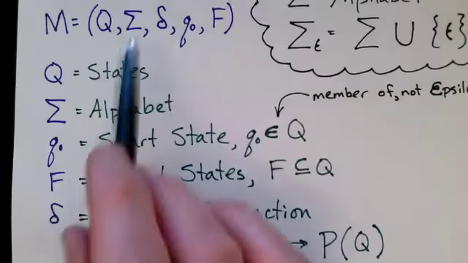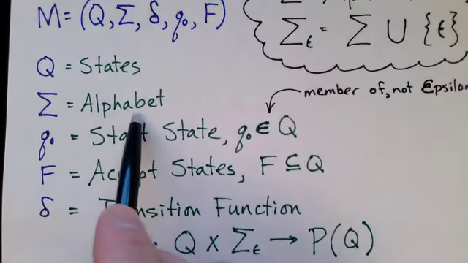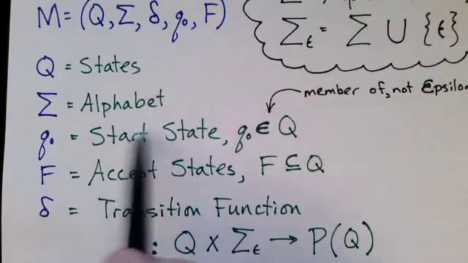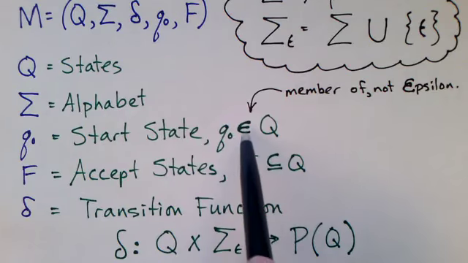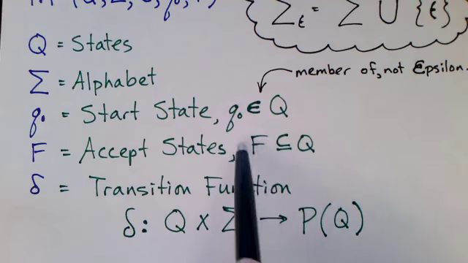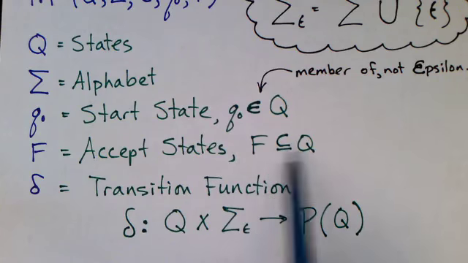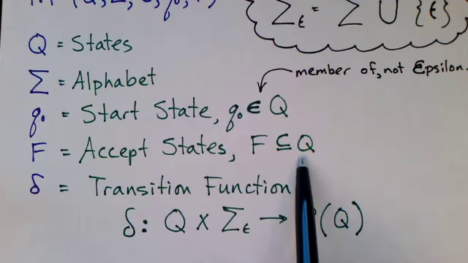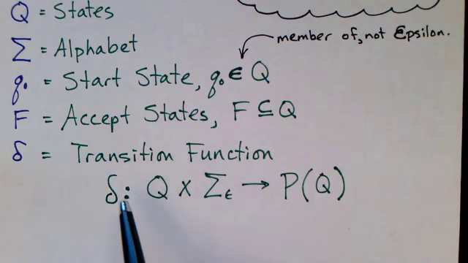So our 5 elements. We need a set of states, and we need an alphabet. That's the same as before. We need a start state or an initial state. Again, that's the same as before. And by the way, Q0 is a member of the set Q. And we also need a set of accepting states or final states, and this is a subset of our set Q. Now, where we differ here is with the transition function.